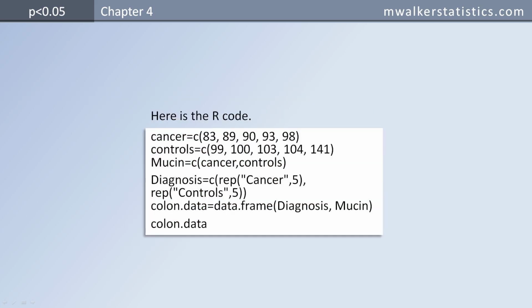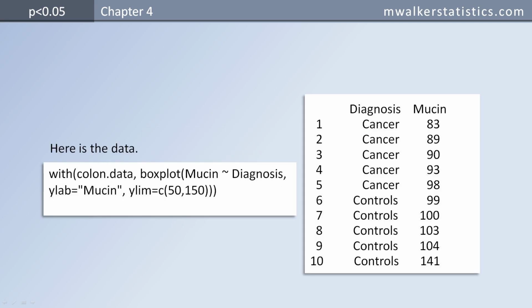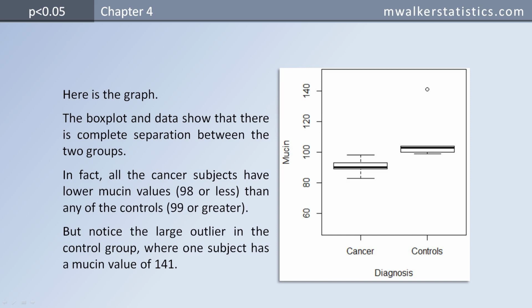Here is the R code. Here is the data. Here is the graph. The box plot and data show that there is complete separation between the two groups. In fact, all the cancer subjects have lower mucin values, 98 or less than any of the controls, 99 or greater. But notice the large outlier in the control group where one subject has a mucin value of 141.